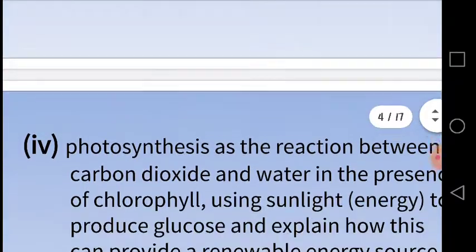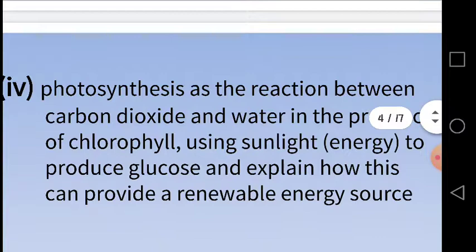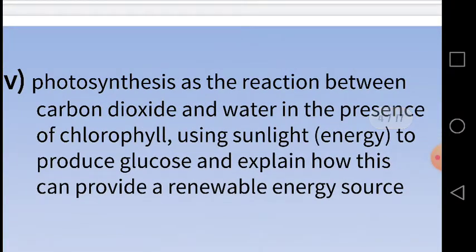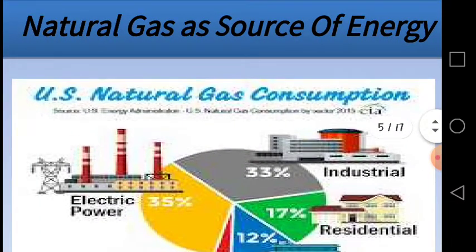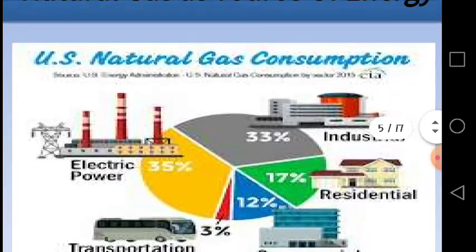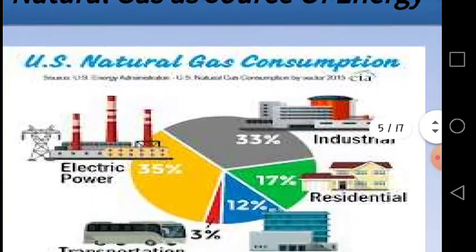And the fourth point on which we will focus is the process of photosynthesis, which is very important for all the living things on this planet because it provides a renewable energy source. So one by one we will see and understand these objectives. The first one is natural gas as a source of energy.